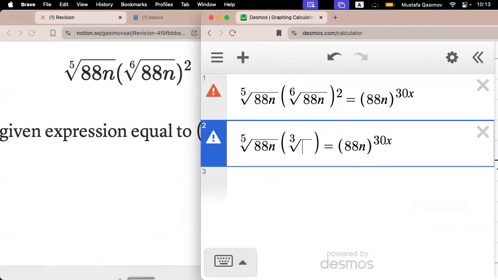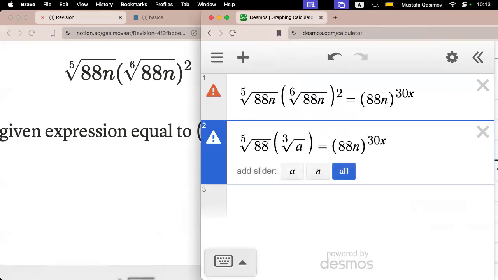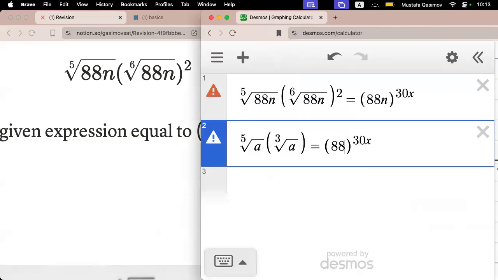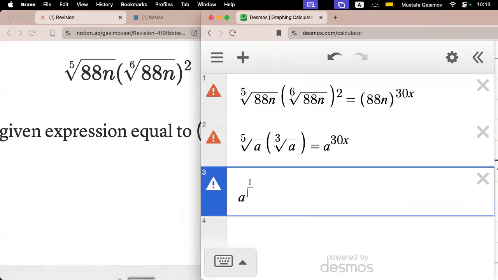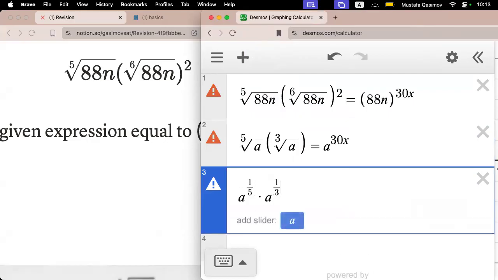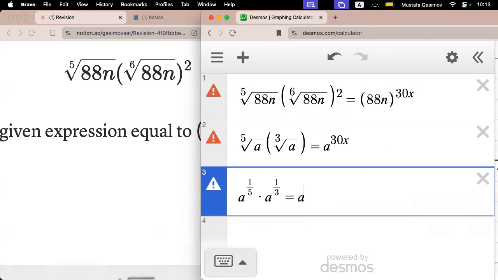Then let's write instead of 8, 8 and a, because it is not important in the question. So we can write it like that. Then we can convert all of them to exponent. A with power of 1 over 5 multiplied by a with power of 1 over 3 is equal to a with power of 30x, right?